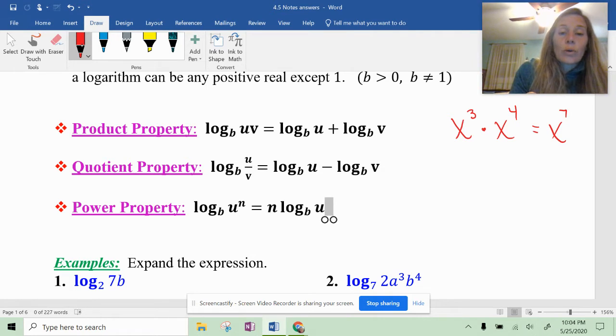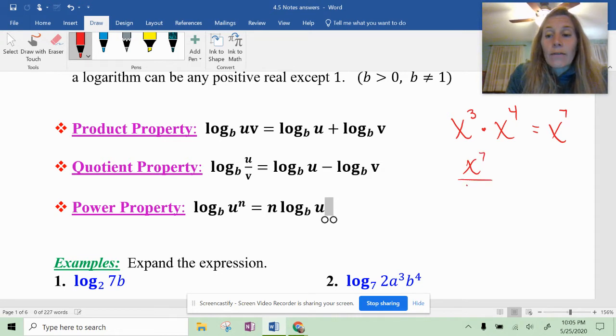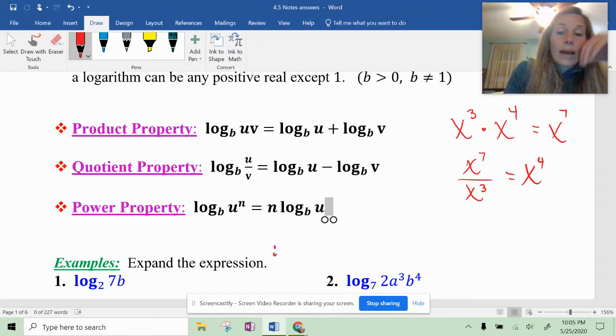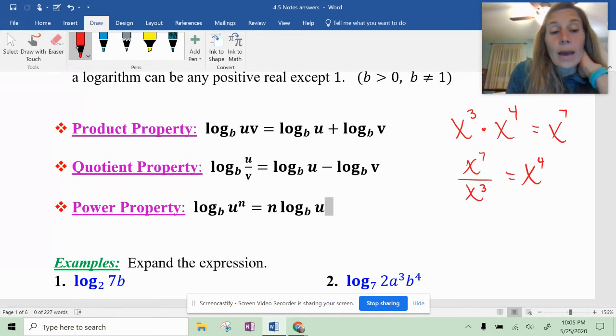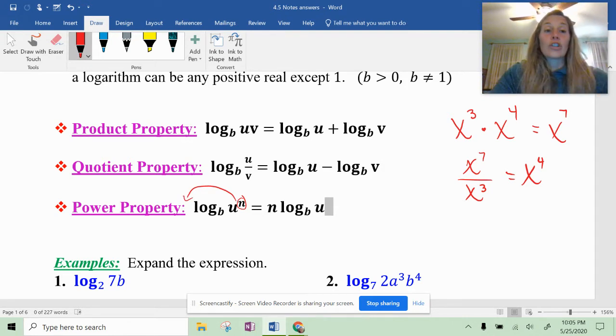Quotient property: when you have a fraction, or a quotient, you can separate it by using subtraction. Just like with exponents, if I had x to the 7th over x to the 3rd, I would subtract my exponents and get x to the 4th. Same idea here, you can expand it using subtraction. And then over here, if I have a log with a power, I can take that exponent from the power and bring it out to the front and make it a coefficient.